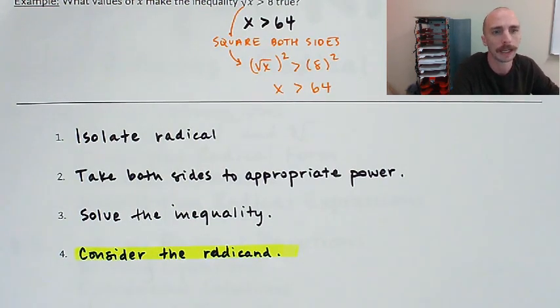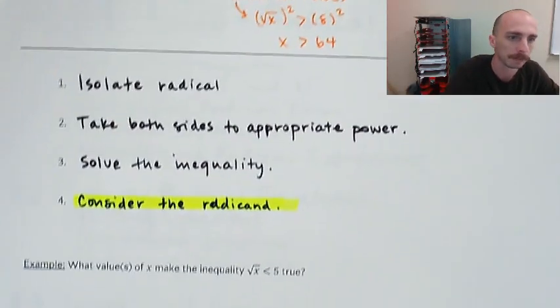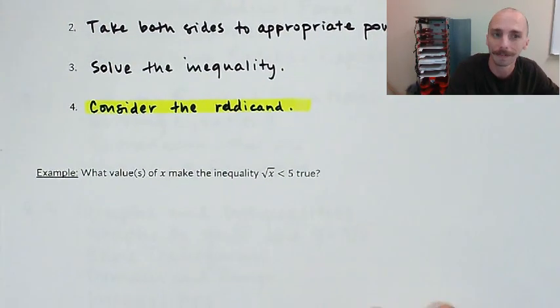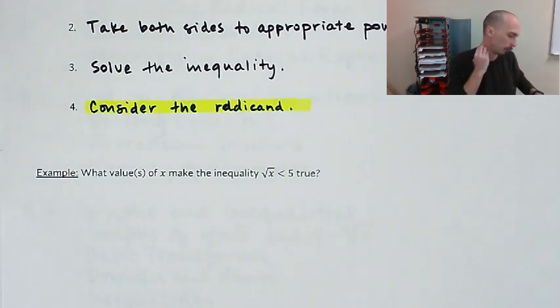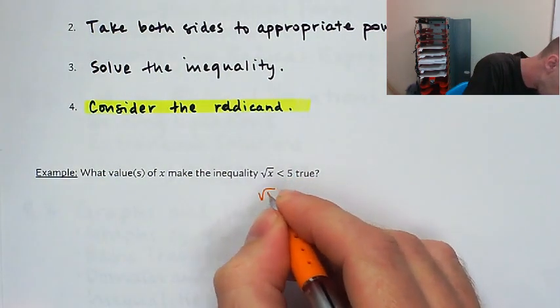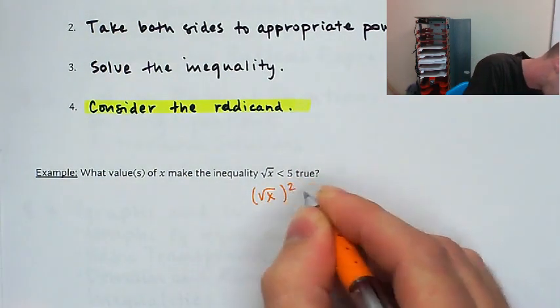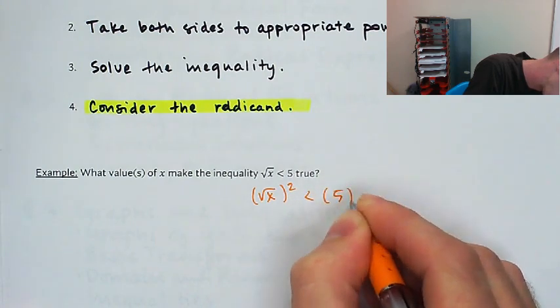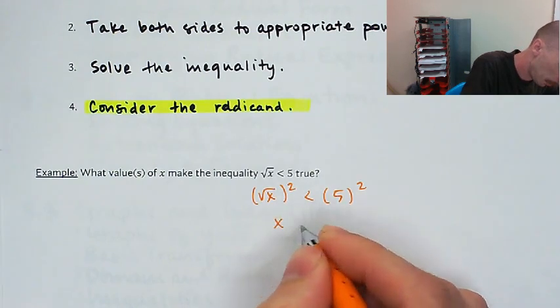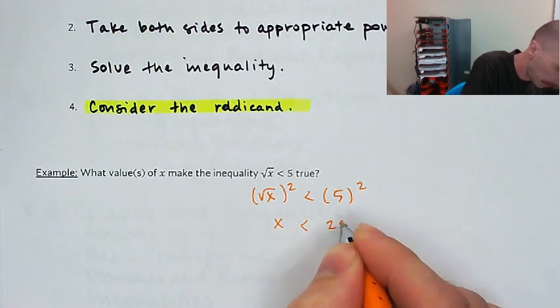I'm going to call it consider the radicand, though. I think it would be easiest to show you what I mean in terms of an example. The standard example would be the square root of x less than 5. In this case, the first step is to square both sides, and I'm going to get x is less than 25.